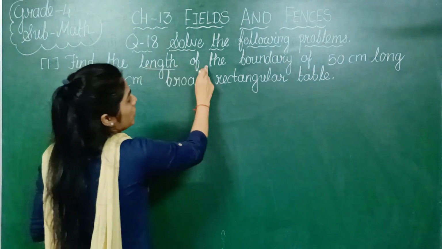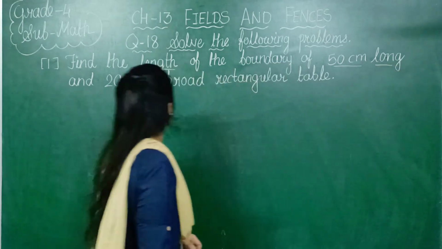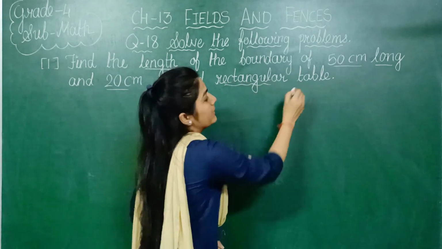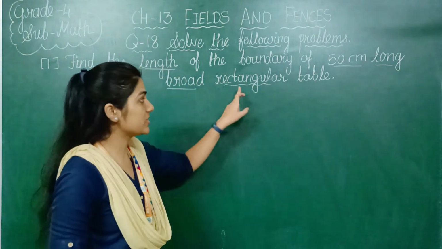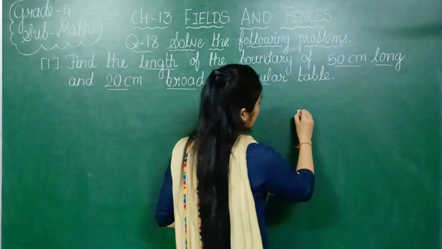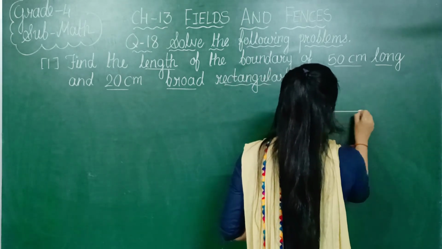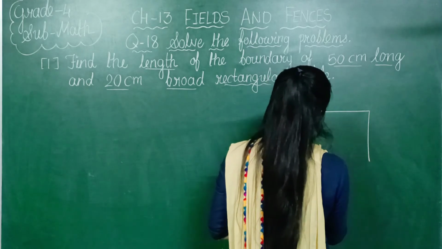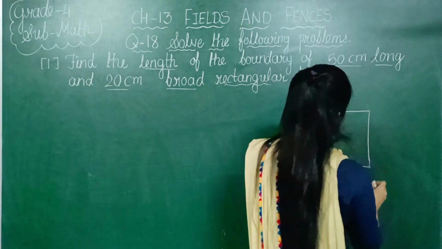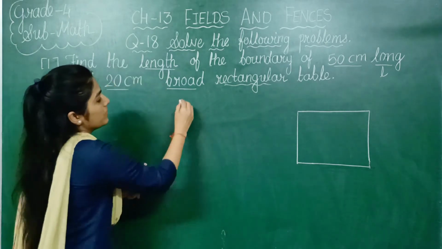The length of the boundary of a 50 centimeter long and 20 centimeter broad rectangular table. Already it is given that the shape of the table is rectangular, so I am drawing the rectangle shape here. And you all know that a rectangle has a length and a breadth. So these are those words: long means length, L, and broad means breadth.